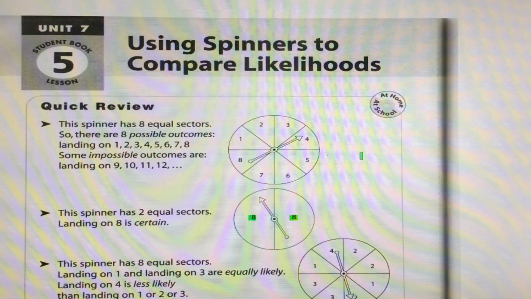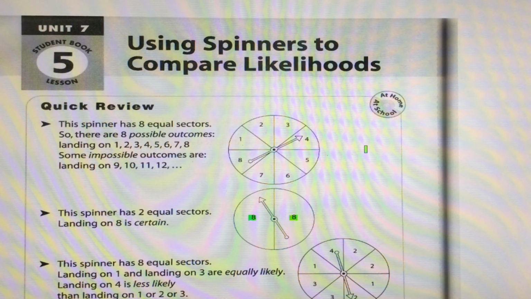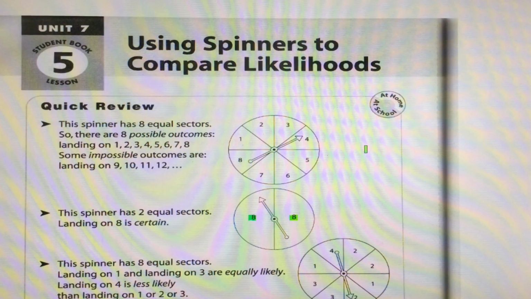In Lesson 5, we're going to be talking about using spinners to compare the likelihoods of certain outcomes. Spinners are often used in certain types of games, like board games, and there's a reason for that. So we're going to take a look here.